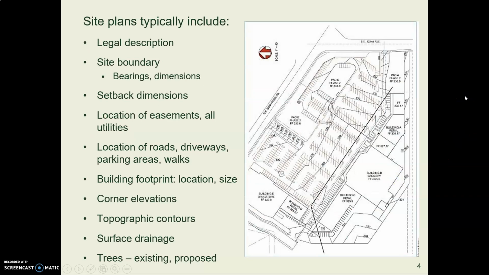Here's a list of the things that you typically see in a site plan. So you need all the legal stuff. How big, what angle, where's the legal boundary points, how far away from the edge are you, where's the other stuff like utilities and roads, what's the topography and the drainage, and then trees. You need to show where the trees are, if they're existing trees over a certain size, and where you're proposing to build trees.